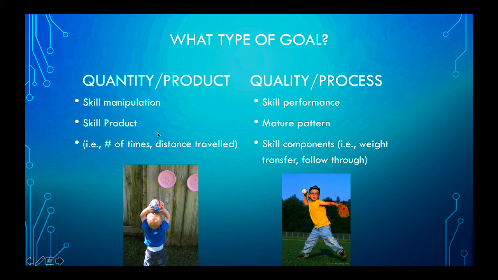However, there is one area of skills that many times we will work more in the quantity and product field or area, and that is primarily fitness goals. Because in order to work on muscular strength, muscular endurance, cardiovascular endurance, we need to be performing a skill more than once. All right. So it's not that we don't care about the form of how they're performing it, but we need to have some quantity and product to make sure that we're increasing their endurance or their strength.